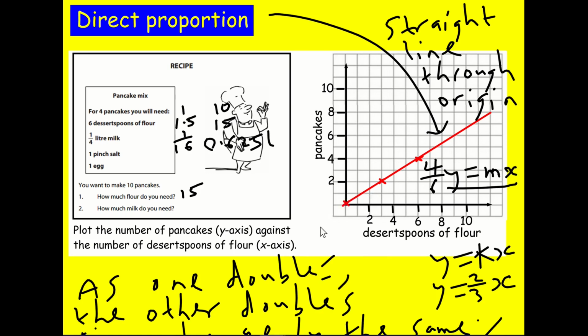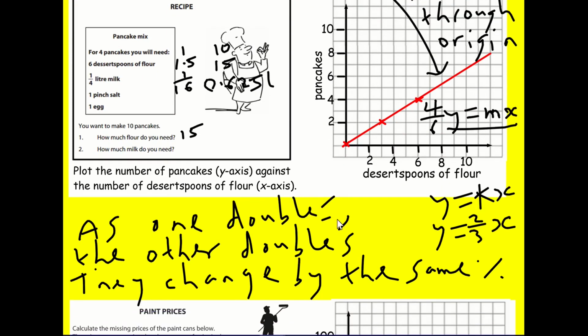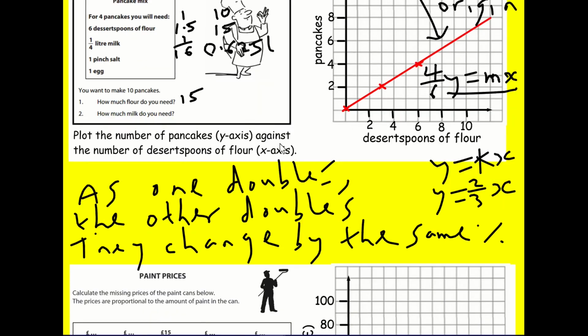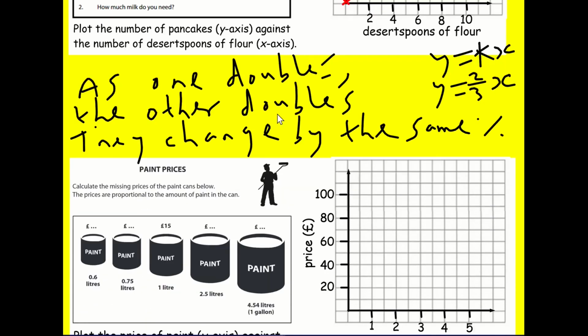And just the other thing to think about is, when one doubles, the other doubles, or you might say they change by the same percentage. If one increases by 40%, the other increases by 40%, and so on. That's a more general way of saying it. Okay, we're going to look at a second example.